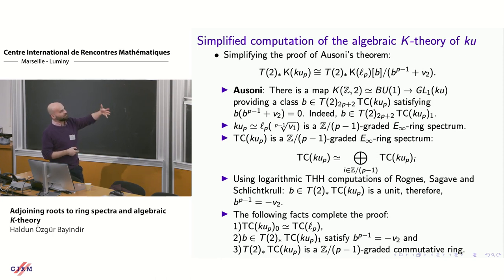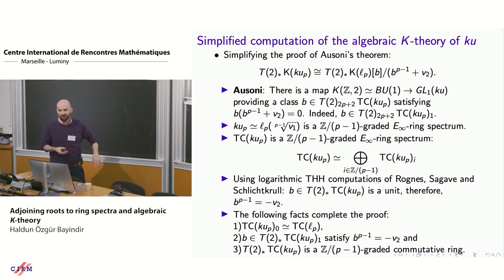So TC is a graded ring spectrum, P minus 1 graded. Weight 0 part is given by TC of LP. That's the TC version of the K-theory splitting result I mentioned earlier. The B is a class in weight one, and it's a unit. So this T2 homology is a graded ring, but I'm not talking about the grading in the homotopy direction, again, it's the mod P minus one grading I've been talking about. So in the mod P minus one grading direction, you have a unit of weight one, and the situation in the classical case also applies, right?